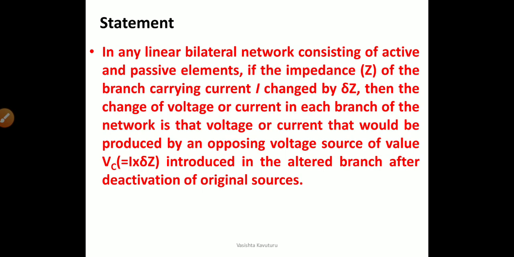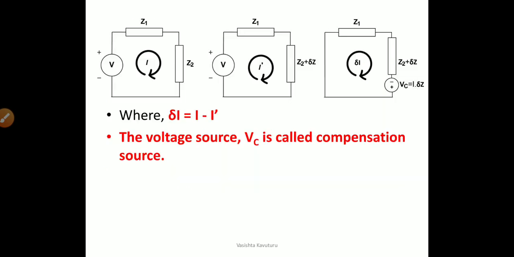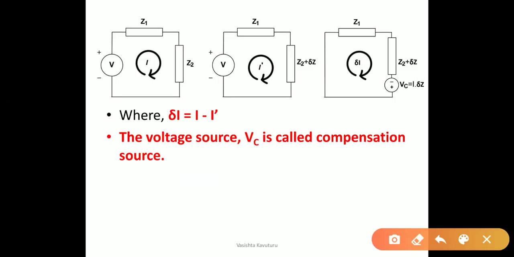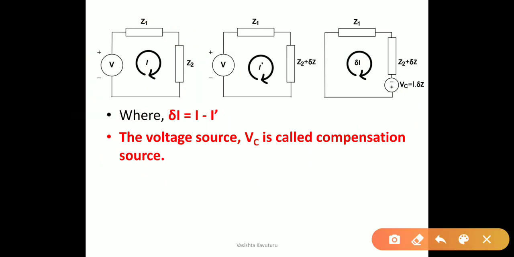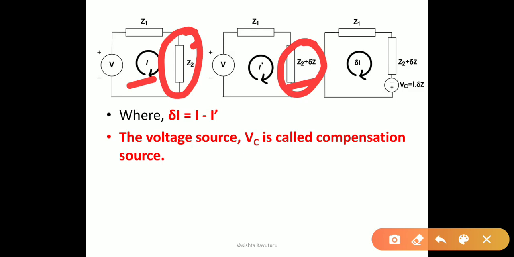We'll see that statement with an example to understand it better. Let us take the given network. Here is this one, having a voltage source and impedances Z1 and Z2 which are connected in series. Let the current I be flowing in the given network. For example, if the impedance Z2 is changed by ∂Z, that means adding ∂Z to the existing impedance of Z2, so the impedance value is increased. Whenever the impedance value is increased, there is a change in the current, which is indicated as I dash.